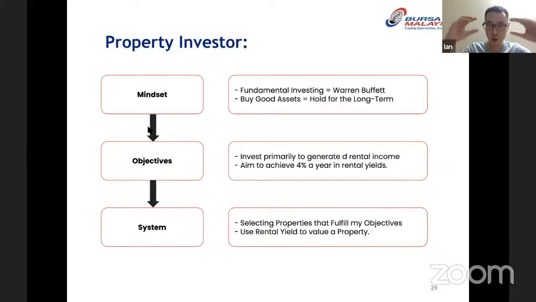So as you can see, when you have mindset, objectives, and system, it doesn't matter what investment you get into, be it stocks or properties, the principles are the same. It's just that the product is different. All right.